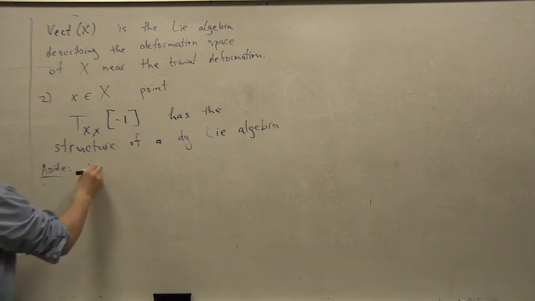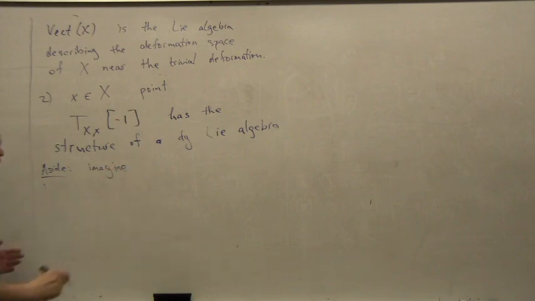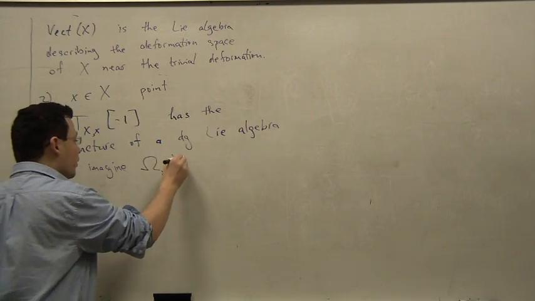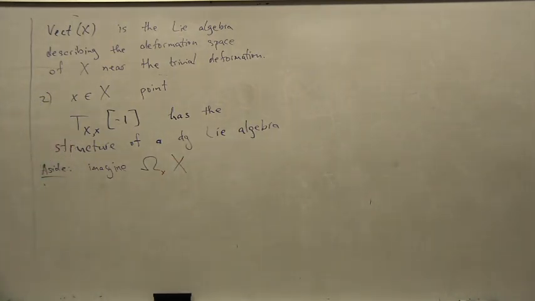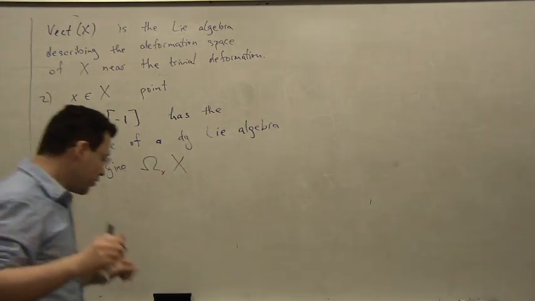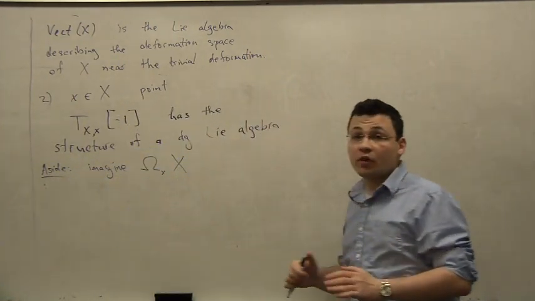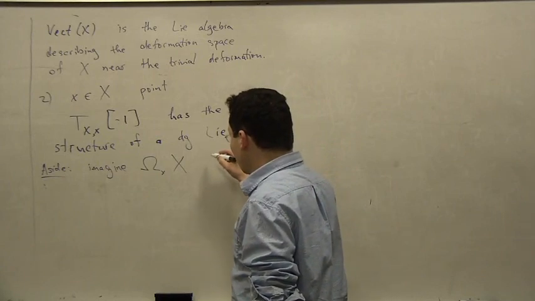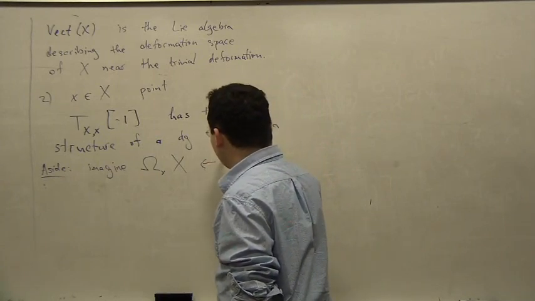A bit of an aside. You can imagine, I don't want to say what I mean by this object, considering the loop space at x of X. One can make these kinds of arguments precise, but let's just go by analogy for a moment. And this has the structure of a group. So this is a group.